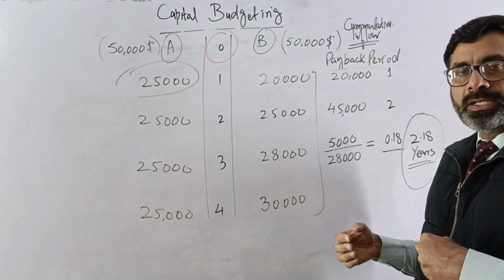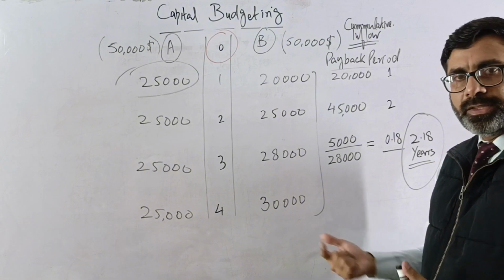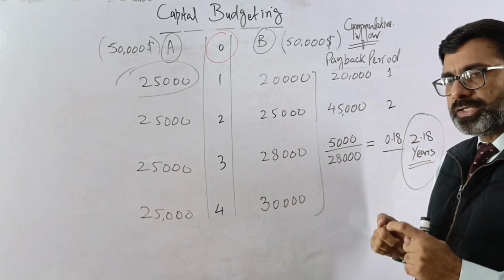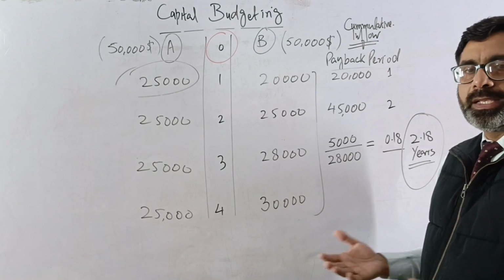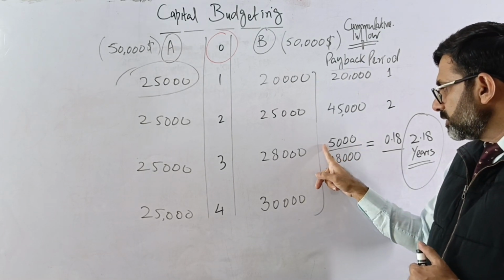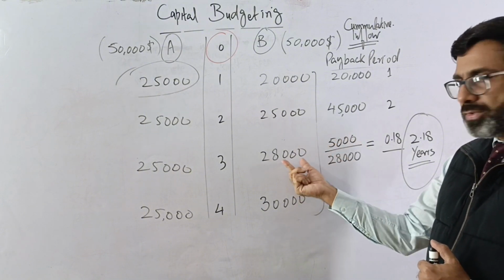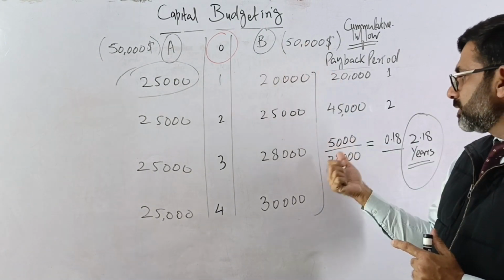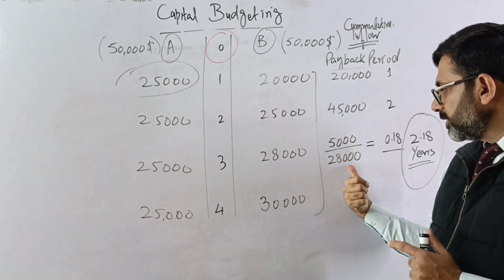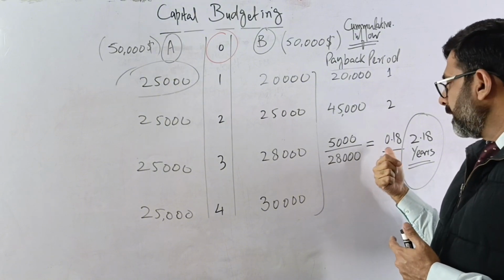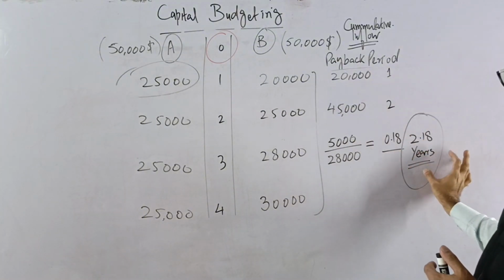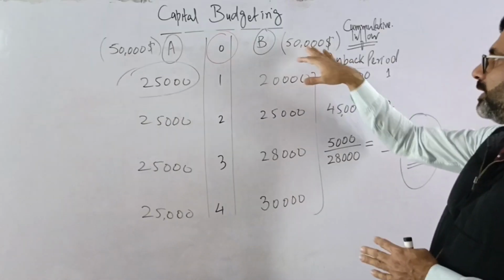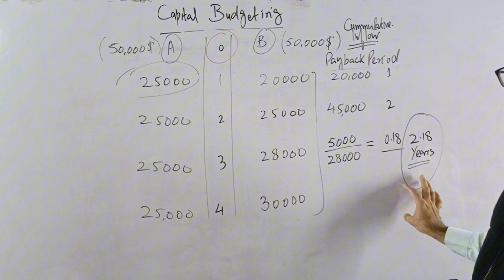In the first year, the total receipt is 20,000. In the second year, it is 45,000. But in the next year, obviously, it is more than 50,000. So we are finding that fraction, how many extra months or days are required. 45 is already there. To achieve that 50,000, we need 5,000 more, so 5,000 divided by 28,000. The answer is approximately 0.18. So 2.18 is the total time period to achieve the 50,000. The payback period for this project is 2.18 years.